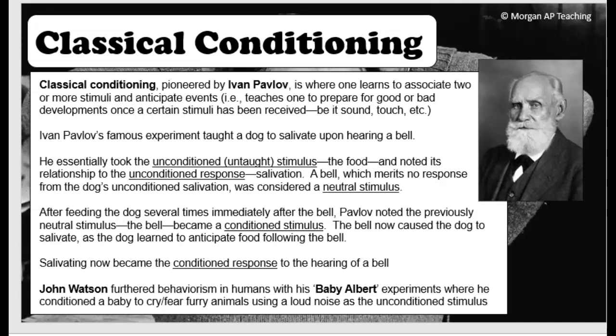Okay, so again, it's the very famous Pavlov's dog. We know that one. So John Watson furthered behaviorism in humans with Baby Albert. That experiment where he conditioned the baby to fear furry animals by using loud noises as a conditioned stimulus. We went over this. Many of you mentioned Baby Albert in one of your responses.